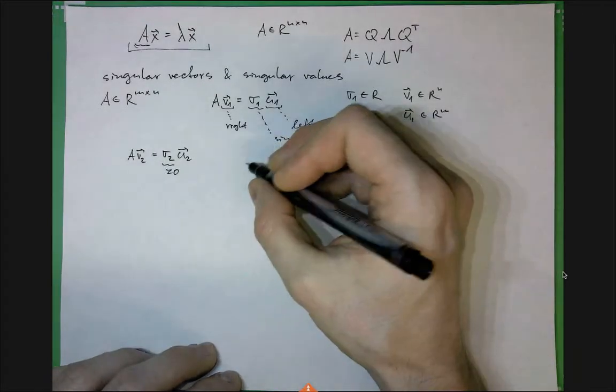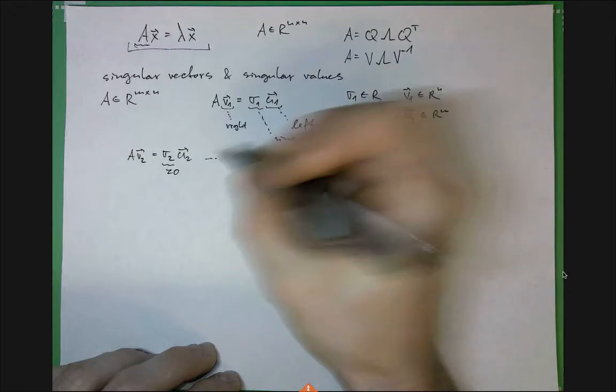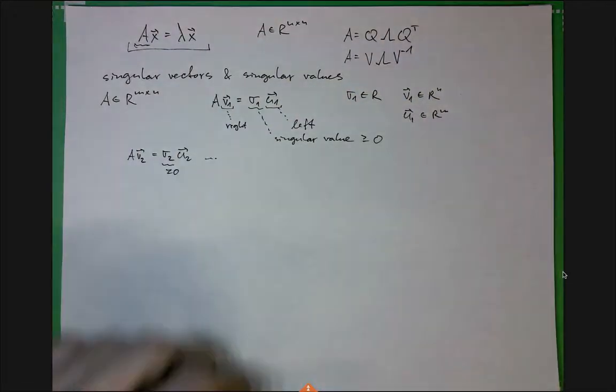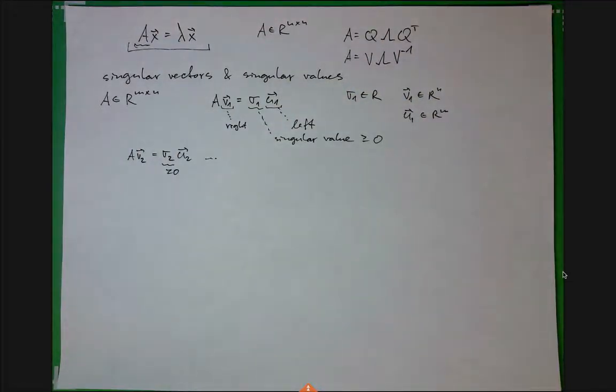So in general, I can continue. How far do you think I can continue? Then I would get a third one, fourth one. How many do you think I will be able to find for a general matrix? What would be your bet? It's an m by n matrix, right? Can be anything. Can be singular.